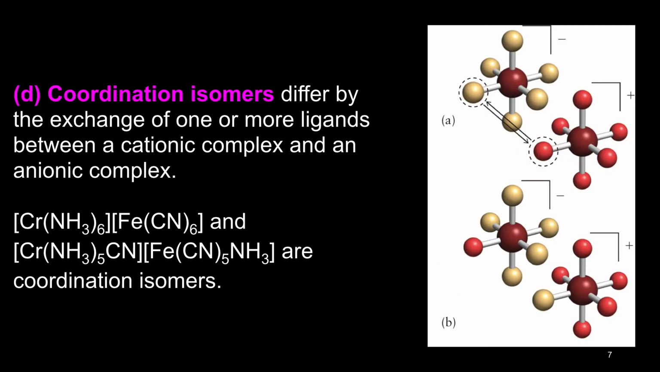The structural isomer called coordination isomers are compounds made of two complexes, one anionic and the other cationic. The isomers differ in that they have exchanged ligands from one complex into another, and vice versa.